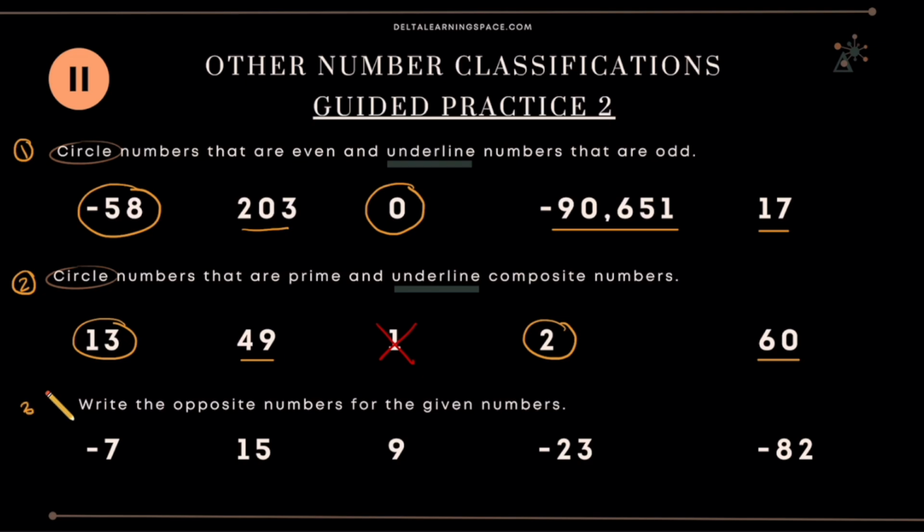The third thing we were asked to do is to write the opposite numbers for the given numbers. The opposite of -7 will be +7, -15, -9, +23, and +82. For our positives, we don't have to include the plus sign. If we don't include any sign, it will be assumed that the value is positive.